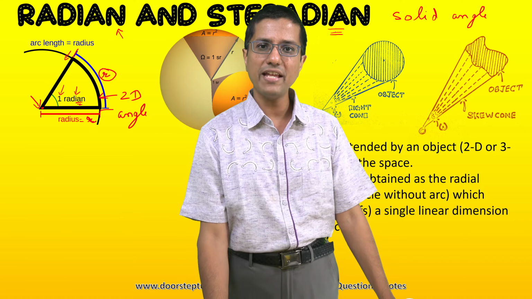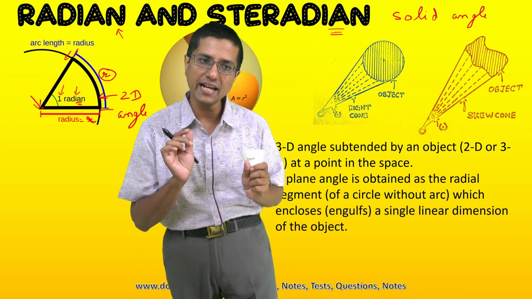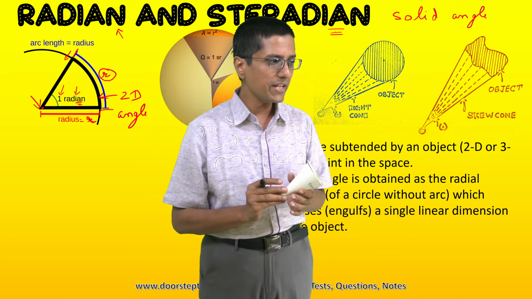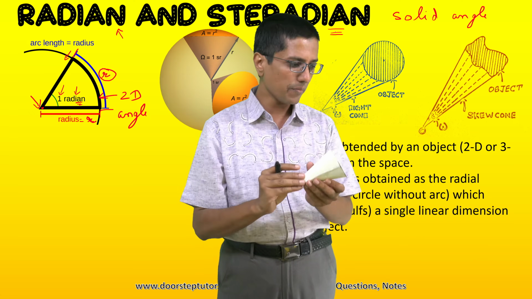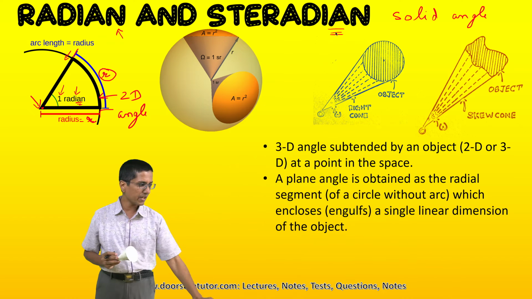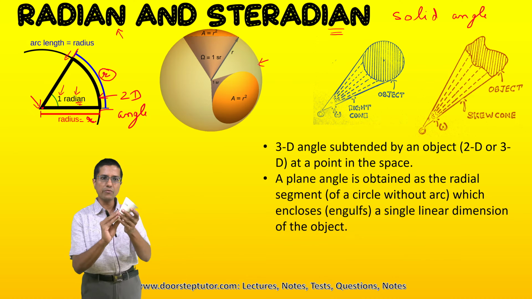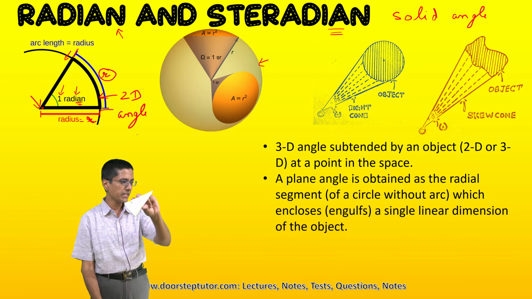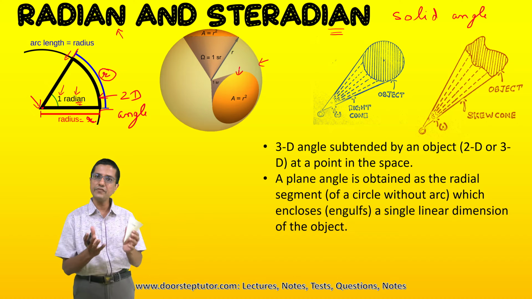Very simple. So understand the concept of solid angle. Now we can understand what a steradian actually is. Imagine that this cone came from a sphere. That is the diagram which is drawn here. There is a sphere, and this cone was actually part of this sphere. You can see that this cone has been taken from a sphere.